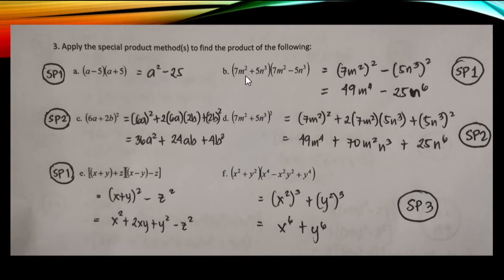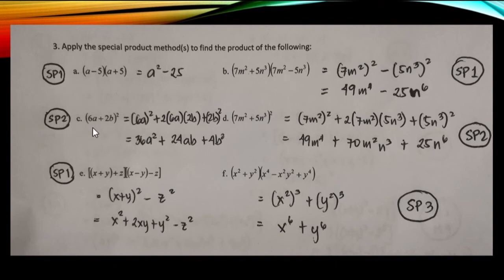Okay, next. 7m squared plus 5n cubed multiplied to 7m squared minus 5n cubed. So, again, same as in A. Same first term, same second term, only plus or minus. So, we just square the first term minus the square of the second term. So, 7m squared squared minus 5n cubed squared. 7 squared is 49, m squared squared is m to the power of 4, minus 5 squared is 25, then n cubed squared, 3 times 2, so n to the power of 6. So, we use again the special product 1.